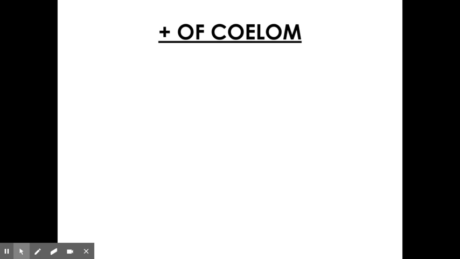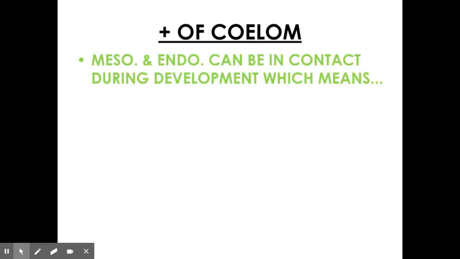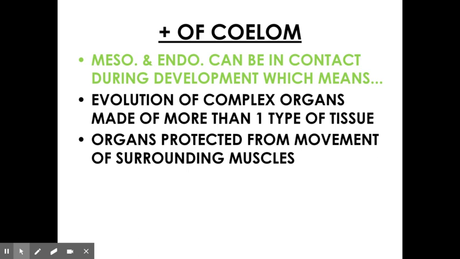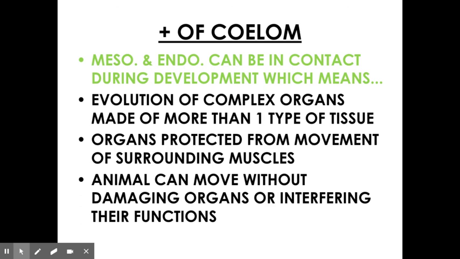Some advantages of having a coelom is that the mesoderm and endoderm can be in contact during that early embryonic development. You might be saying, well, big whoop. Well, the big whoop is that led to the evolution of complex organs made of more than one type of tissue. Also, the organs are protected from the movement of the surrounding muscles. So that means that animals can hunt, they can run away from things, they can find mates, they can participate in sporting events and not have a fear of damaging internal organs unless it's just a severe trauma. Animals can move without damaging organs or interfering with their functions. So those are all advantages of having a true body cavity.